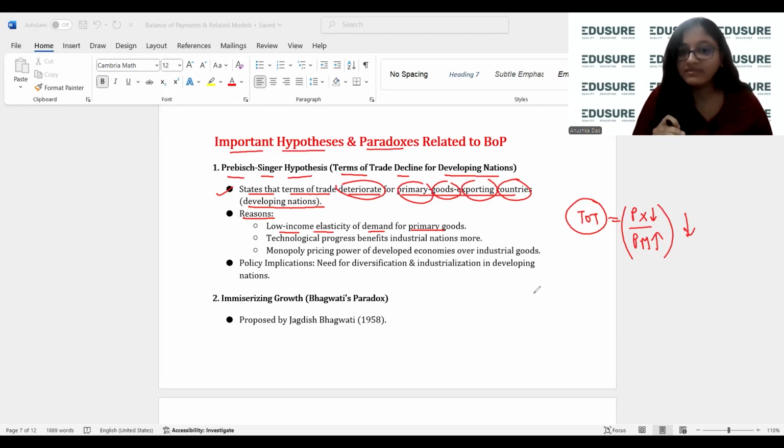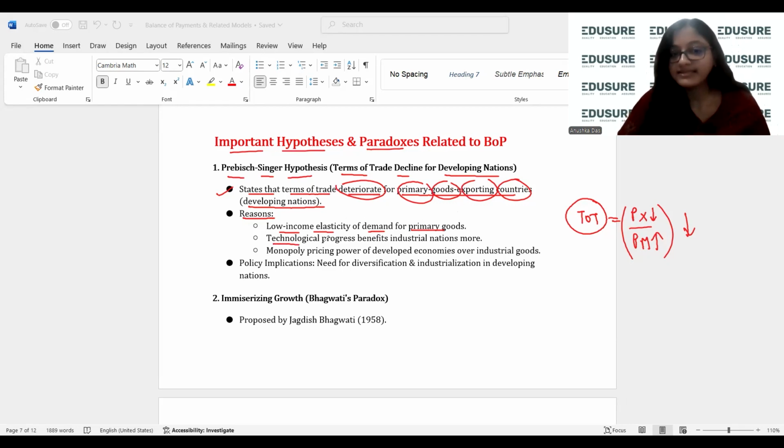Low income elasticity means, how do I explain it? Because they are not very valuable goods. They have low income elasticity, which basically means that the price elasticity will be very much fluctuating, but the elasticity with respect to income will be lower due to this value. It has to relate to the value of the good, because primary goods are low in value.